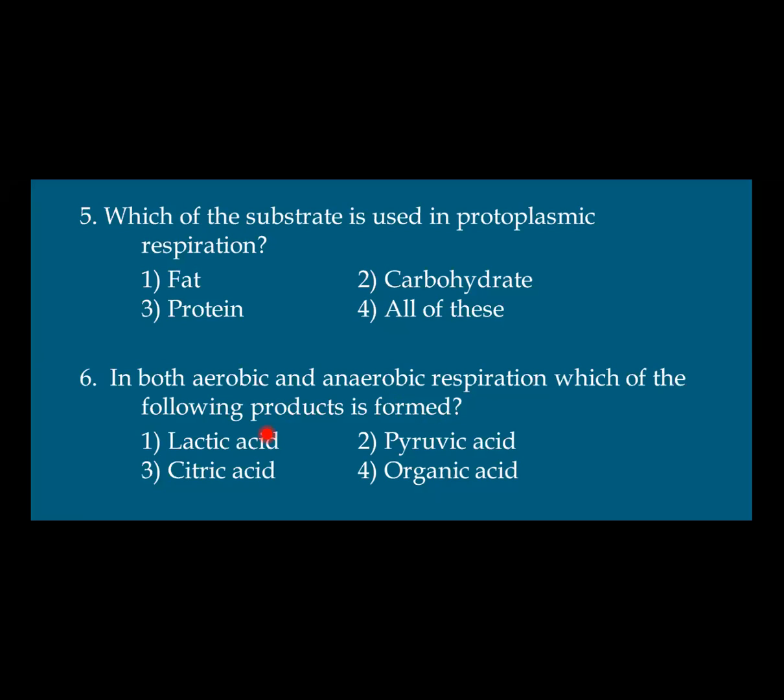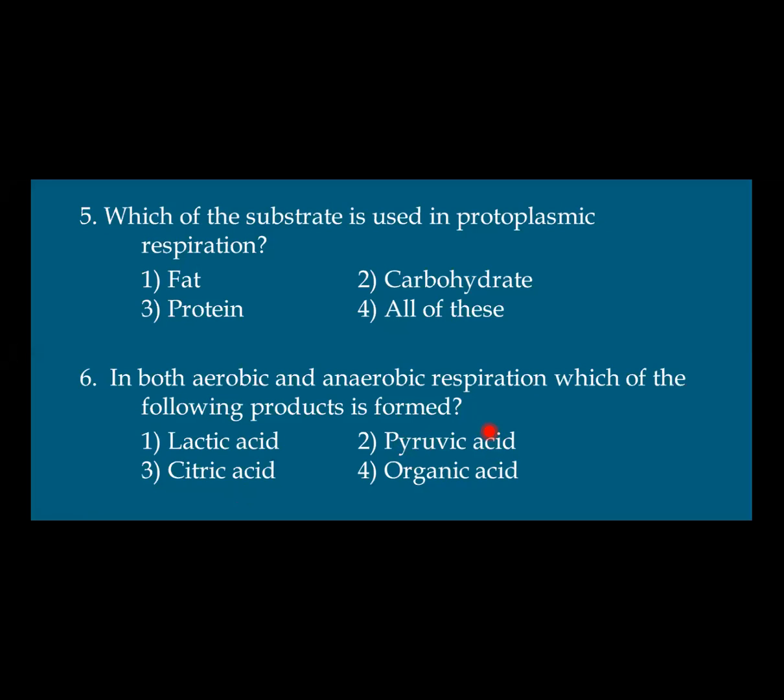Option 1, lactic acid. Lactic acid is produced in anaerobic respiration by lactobacilli. Lactobacilli carry out anaerobic respiration or fermentation, what we call, where they produce lactic acid. It is not produced in aerobic process. Similarly, citric acid or citrate is produced in only aerobic respiration. It is not produced in anaerobic respiration. So I hope I am clear. Option 1 is for anaerobic. Option 3 is for aerobic. Option 2 is the answer for our question. Option 2, pyruvic acid is the answer.